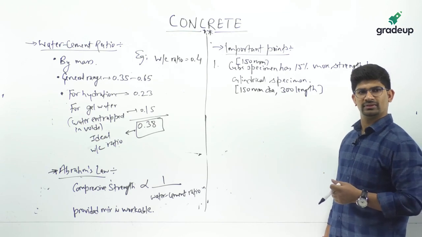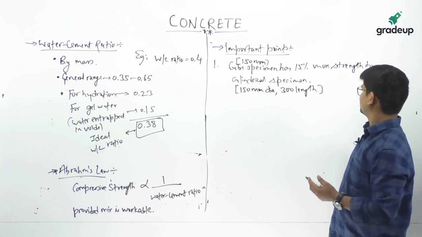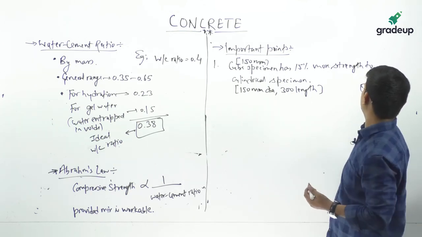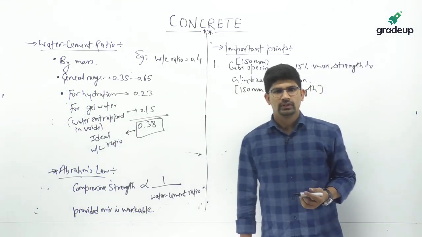कौन सा कमेंट? अच्छा अच्छा. Cube specimen has 15% more strength than cylindrical specimen.